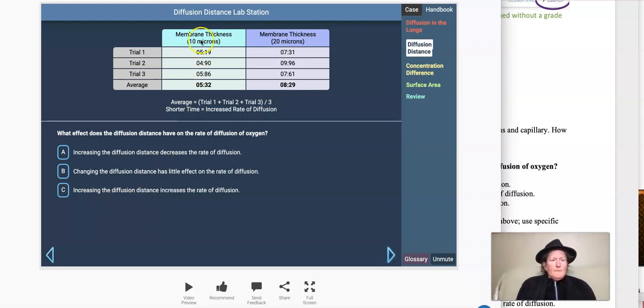Well, let's look here. We have one diffusion distance that's small and one that's large. We have a small time here and a large time here. So when you have a large time, that means there's slower diffusion.